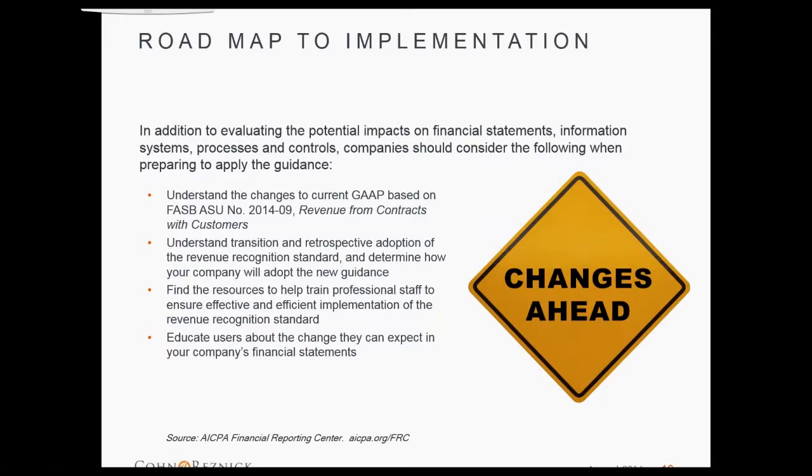So, a roadmap to implementation. In addition to evaluating the potential impacts on financial statements, information systems, processes, and controls, companies should consider the following when planning to apply the new guidance. Understanding the changes to current GAAP based on FASB ASU 2014 revenue recognition from contracts with customers. Understand the transition and retrospective adoption of the revenue recognition standard and determine how the company will adopt the new guidance. Finding the resources to help train professional staff to ensure effective and efficient implementation of the revenue recognition standard, and educating users about the changes they can expect to see in the company's financial statements.